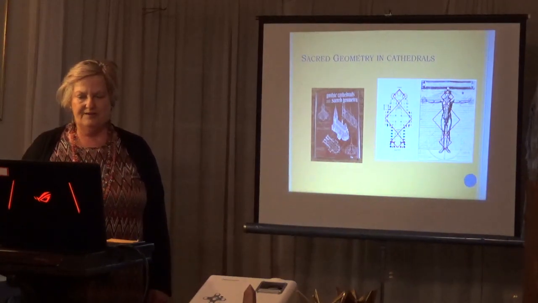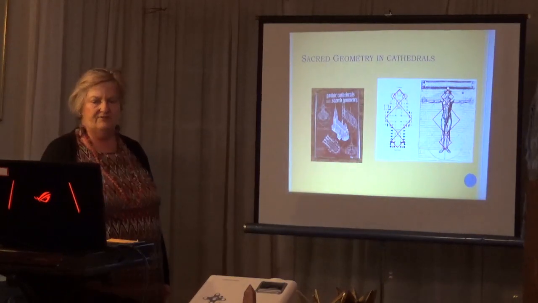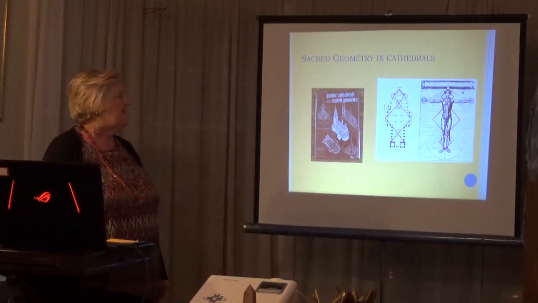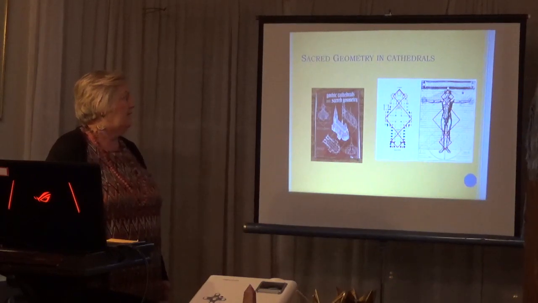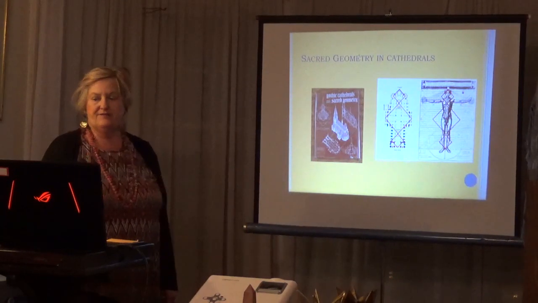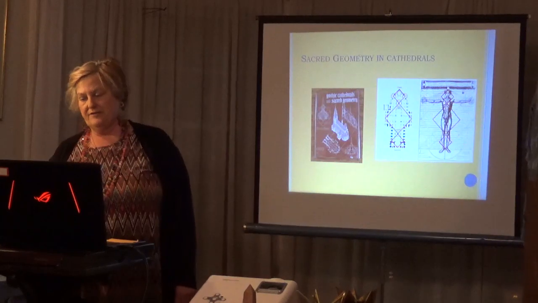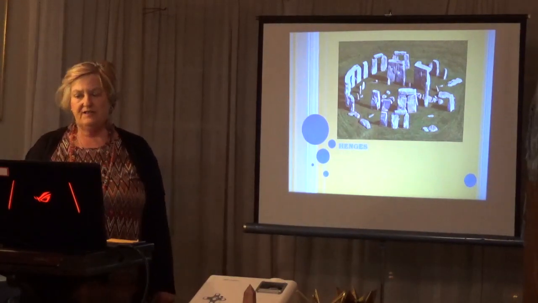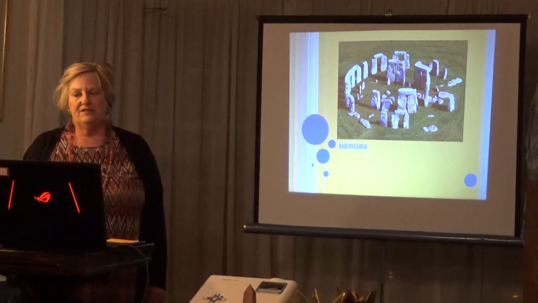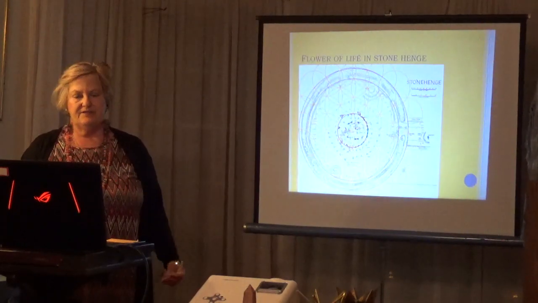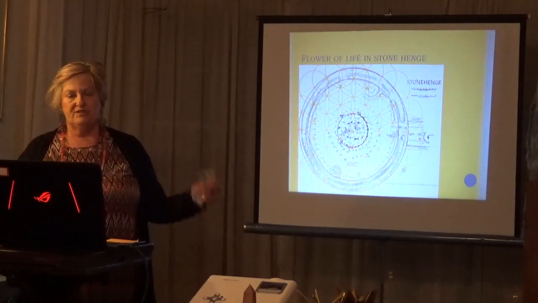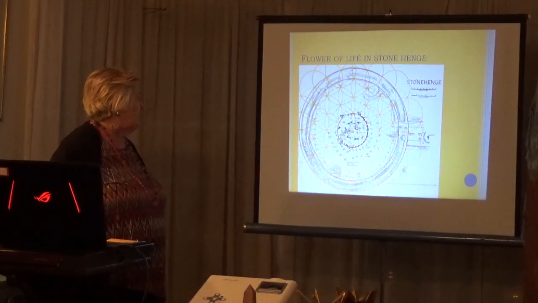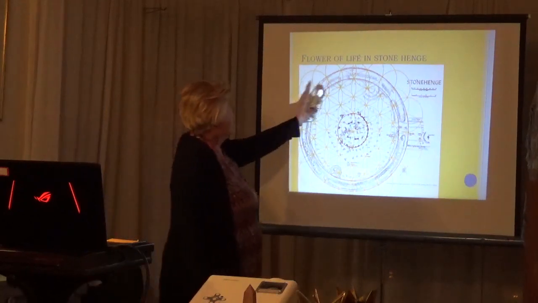Also, this work is looking at some of the factors having to do with squares. And here's an example of the Vitruvian Man from another medieval artist as well. Another category is henges and circles. So there's Stonehenge, and this is the flower of life superimposed over Stonehenge. And it's a pretty good matchup.